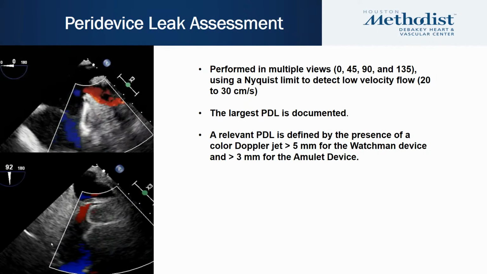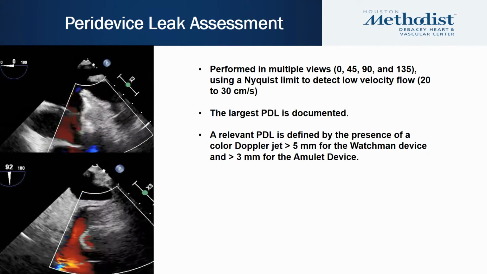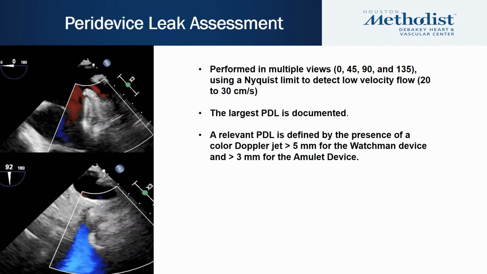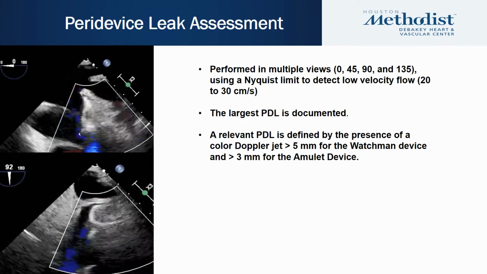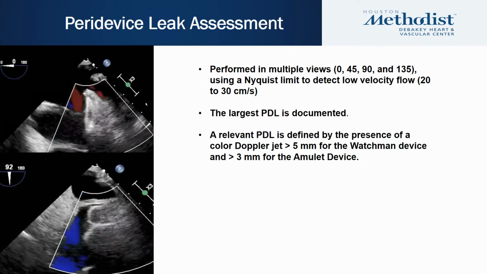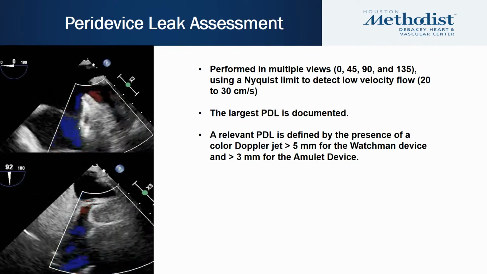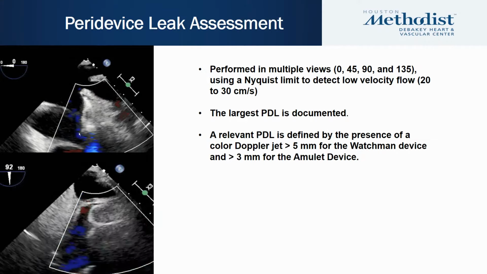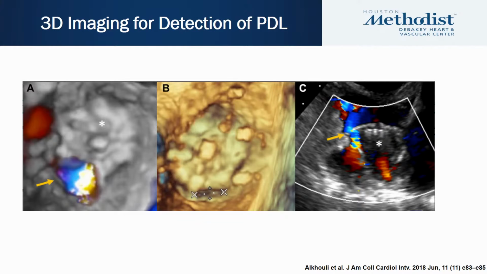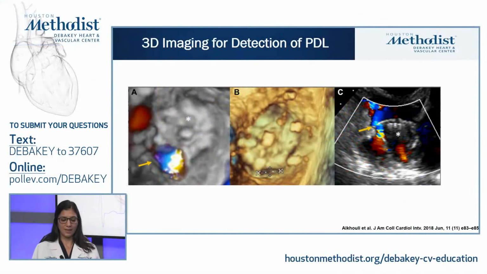Peri-device leak assessment should again be performed in multiple views, the same views, 0, 45, 90, and 135, using an aliasing velocity of 20 to 30 to detect all these low flow velocities. And the largest peri-device leak is usually documented. A relevant peri-device leak is defined by the presence of a colored Doppler jet of more than 5 millimeters for the Watchman device and more than 3 millimeters for the Amulet device. And again, 3D imaging can play a role in the detection of peri-device leak by applying color Doppler by 3D and evaluating the site and the extent of the device leak.